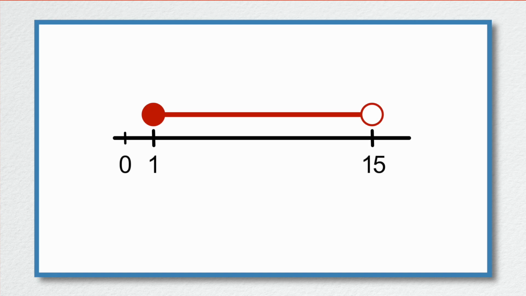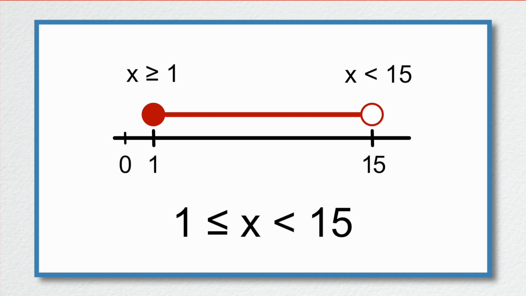So here's a number line with a range drawn on it. What's the inequality for that range? We have the limits 1 and 15, but for this lower limit, we have x is greater than or equal to 1 because the circle has been filled in. And for the upper limit of 15, we have x is less than 15 because the circle hasn't been filled in. So the inequality is going to look like this.